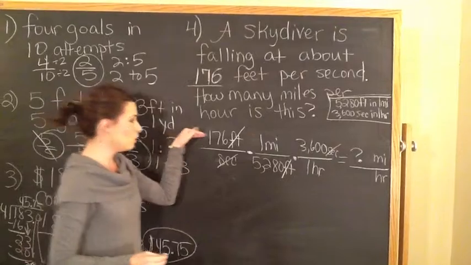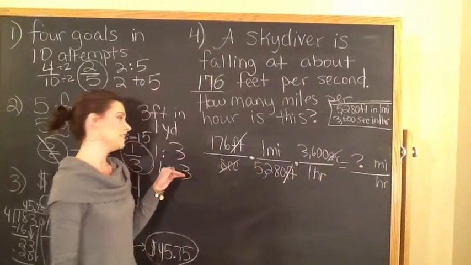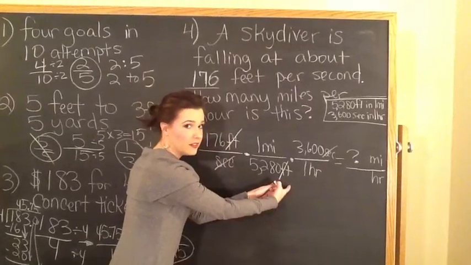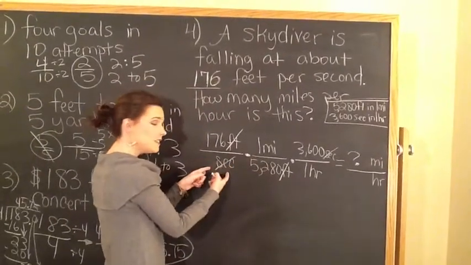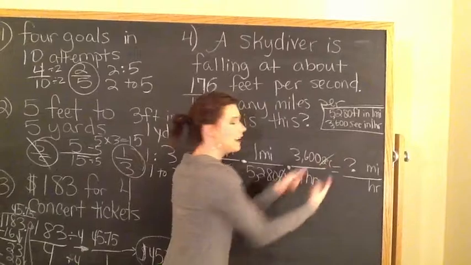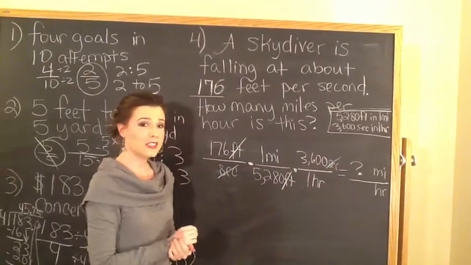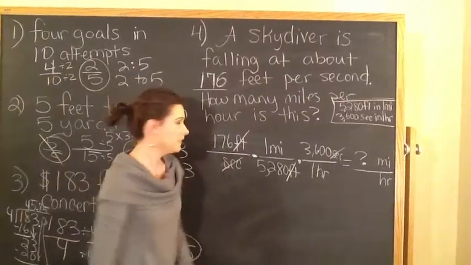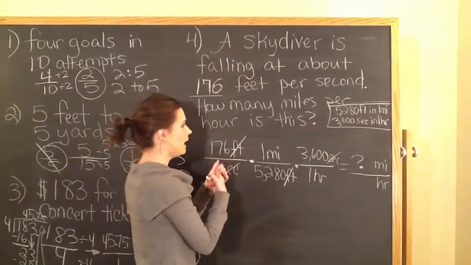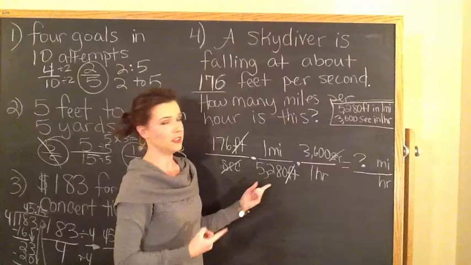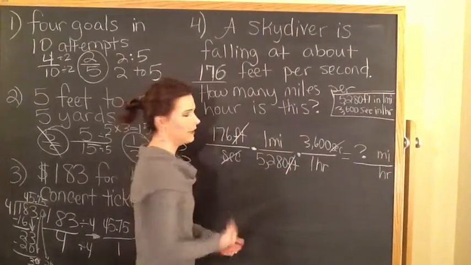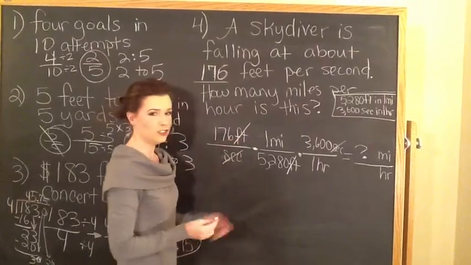Now remember, only the numerators and the denominators can cancel. So I have feet in the numerator, so it can cancel because there's a feet in the denominator. I have seconds in the denominator, so I can cancel it because there's seconds in the numerator. So basically, these units are the ones telling you what to do. Since I see feet in the numerator, I know that there's 5,280 feet in a mile, so I need to put my feet in the denominator so I can cancel it out. Okay? So that's how it kind of tells you what to do.